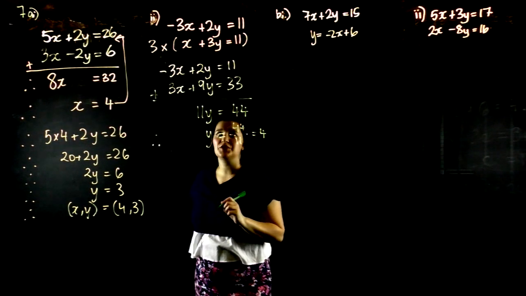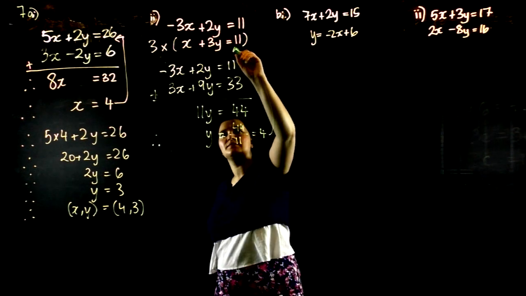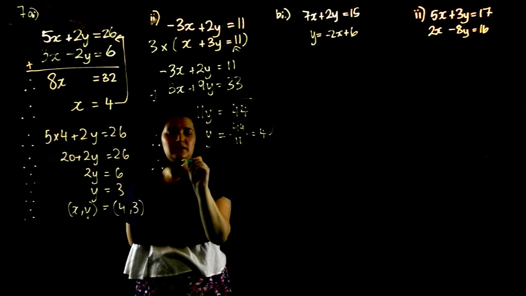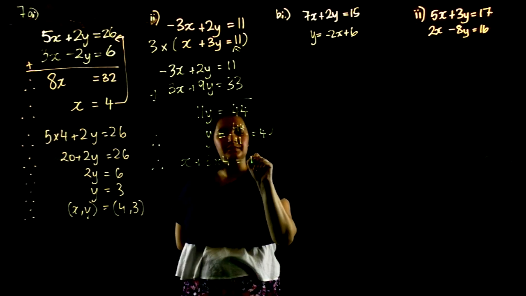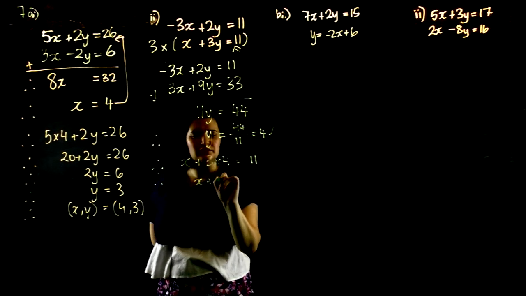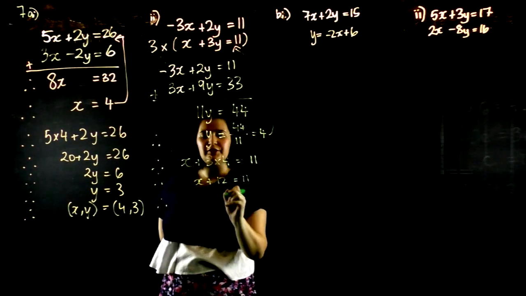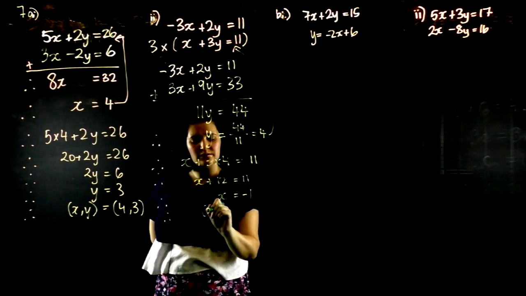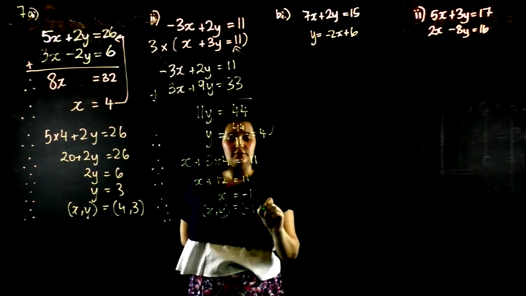Now back substituting, I might put that back into this original one here. So I've got x plus 3 times 4 equals 11. Therefore x plus 12 equals 11. Therefore subtracting 12 from both sides, x equals negative 1. And I'm just stating, therefore xy is negative 1, 4.